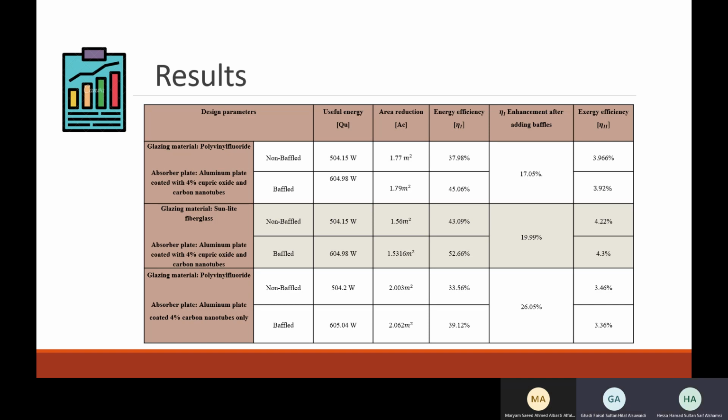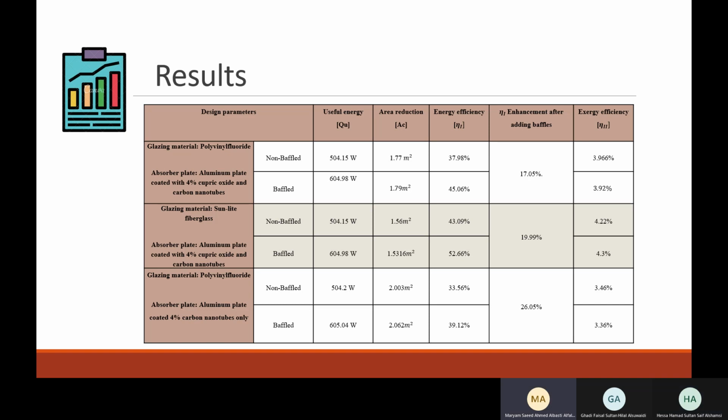Second material, to compare the glazing material, we found that for non-baffled and baffled, the useful energy is the same, while the area of reduction decreases, but the energy efficiency and exergy efficiency have been increased compared to the first material.